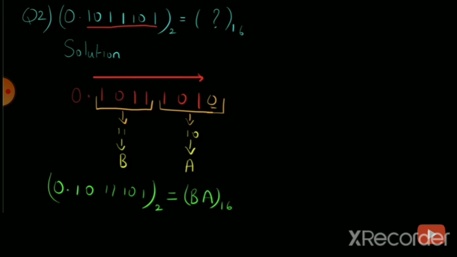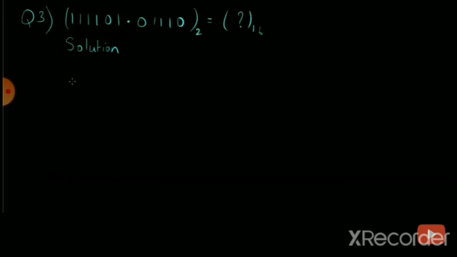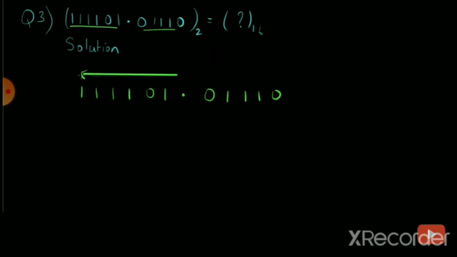Now let's go ahead with question number 3. As you can see in this question, we have an integer part as well as a fractional part. So this is a combination of question number 1 and 2. Let's write down the question first. For the integer part, we make pairs of 4 starting from right to left of the decimal point. And for the fractional part, we start making pairs from left to right of the decimal point. For the integer part, this would be our first pair and the second pair would be this one with 2 additional zeros which are just for pairing purpose.